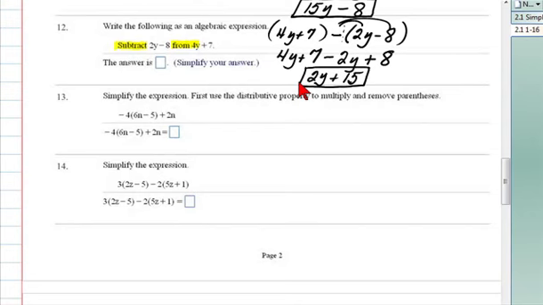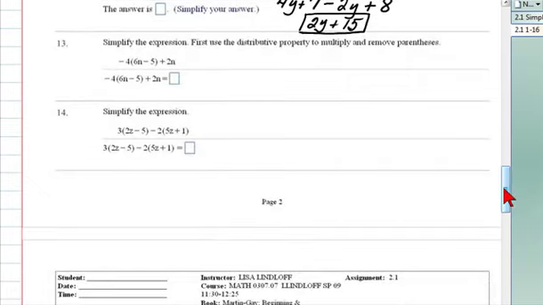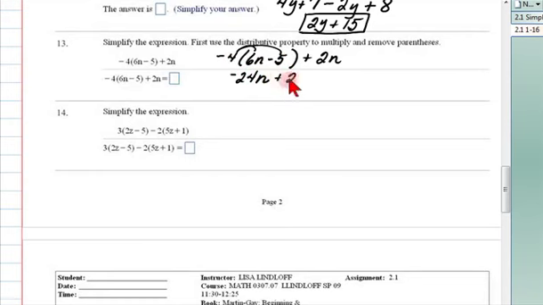Okay, number 13. I'm supposed to simplify, and it says to use the distributive property to multiply and remove parentheses as my first step. All right, I've got negative 4, parentheses, 6n minus 5, close parentheses, plus 2n, and I need to simplify. Step 1, can I use the distributive property? Yes. Negative 4 times 6n is negative 24n. And negative 4 times negative 5 is plus 20 plus 2n.